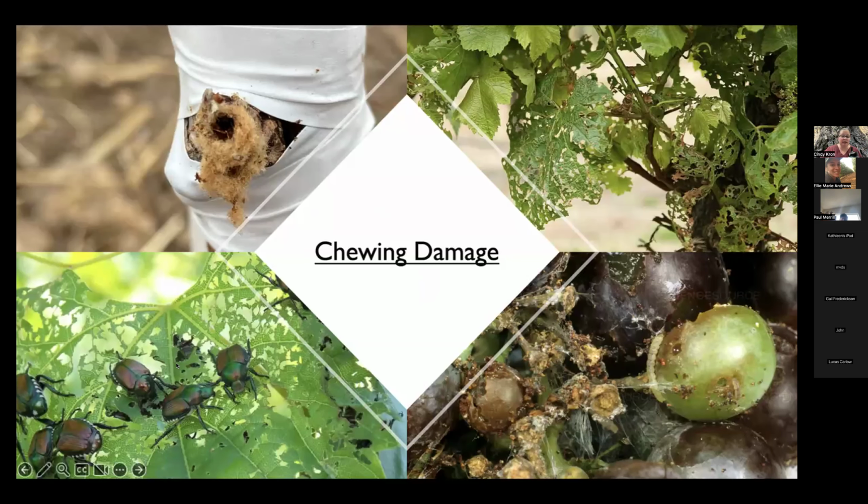Here are some examples of chewing damage. You have leaves with holes in them. You have fruit that have holes, chewed, or portions of the fruit missing. Again, here, leaves with portions missing. Here is a grape bud where the bud itself is missing. So you have the outer protective layer of the plant, and there's no bud on the inside. It was gone. So this will tell me that whatever insect did this had chewing mouth parts.